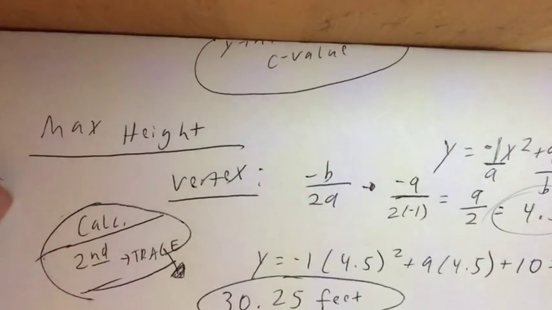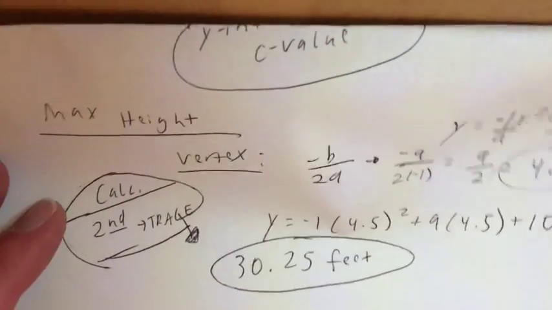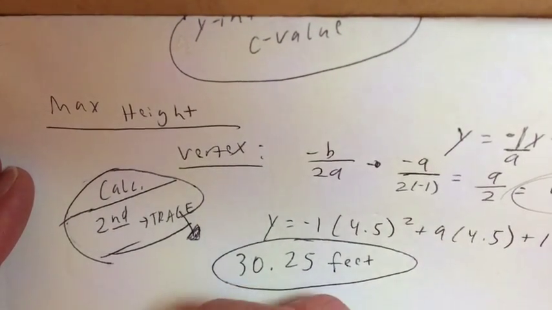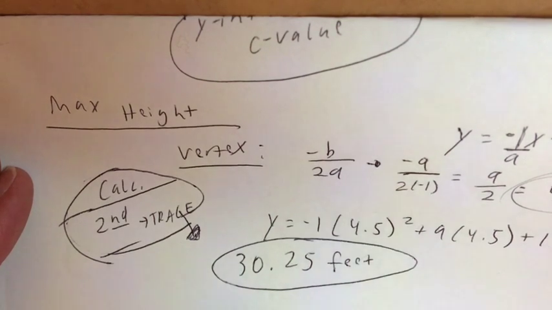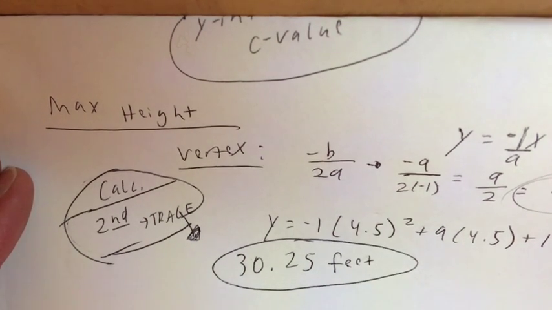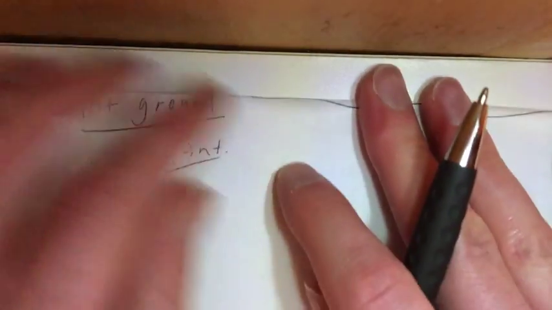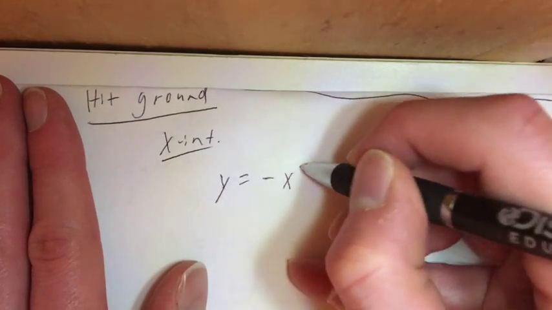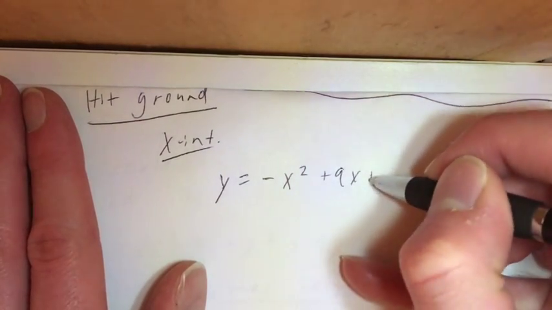All right, what was the next thing they told us to do? I believe it was to find when he hit the ground, okay? And remember what I said before, when he hit the ground, that was finding the x-intercepts. How do I find the x-intercepts, you guys? Well, I have to factor, right? So let's go ahead and factor this thing. Let's remind ourselves what the original equation was. y equals negative x squared plus 9x plus 10.